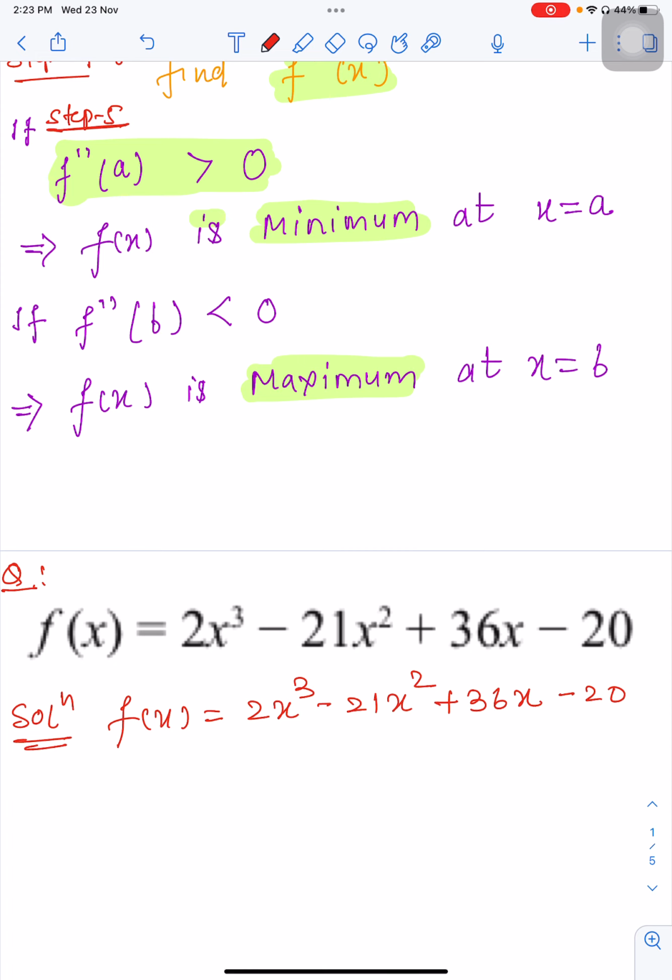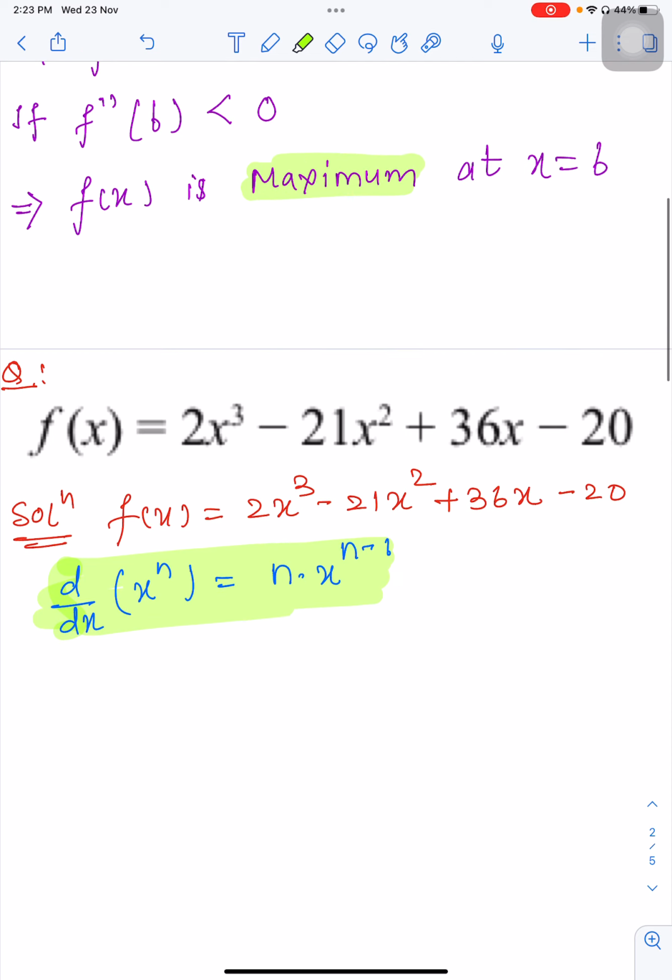इसके लिए आपको थोड़ा सा basic knowledge मालूम होना चाहिए, that is, derivative of what? x raised to n. Derivative of x raised to n क्या होता है? n into x raised to n minus 1. If you know this much, then this is helpful for this problem. Also, the derivative of a constant क्या होता है? 0.